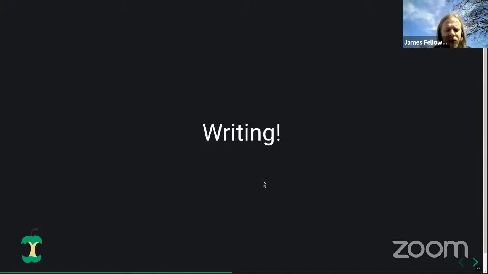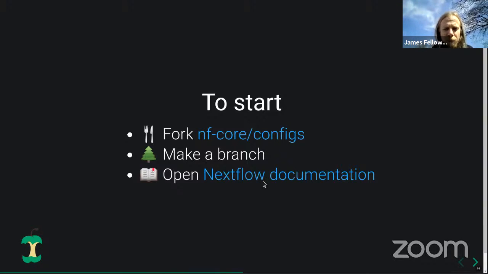So once you have all this information, you can get into start writing. To do this, we'd recommend starting with making a fork of the nf-core configs repository. You don't have to do this, but it generally just makes life a bit easier down the stream when you want to basically merge everything in.